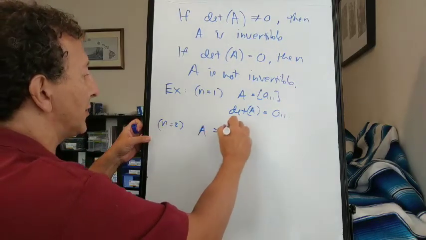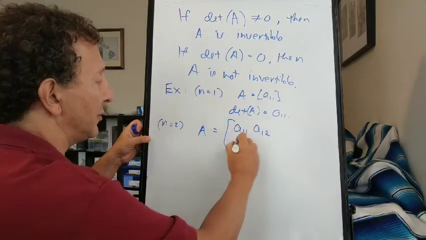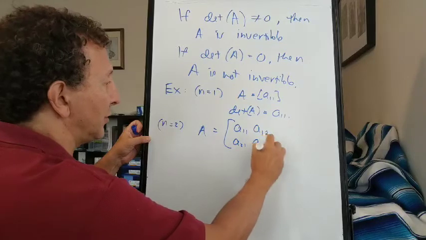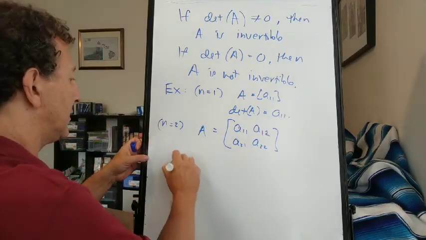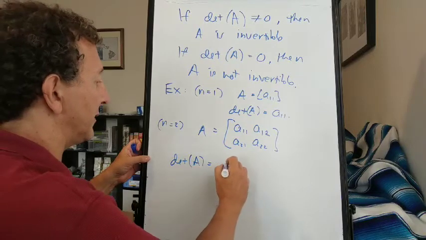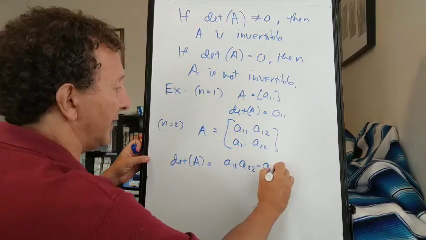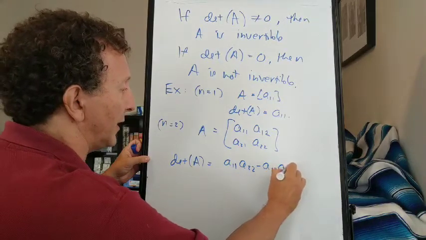For a 2 by 2 matrix, we've got entries A11, A12, A21, A22. The determinant is A11 A22 minus A12 A21.